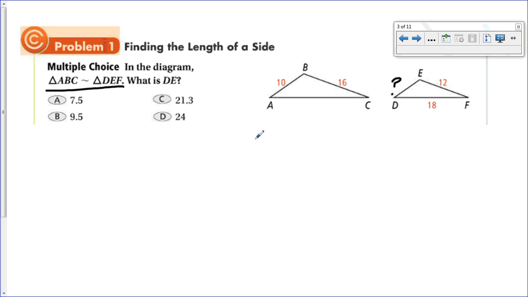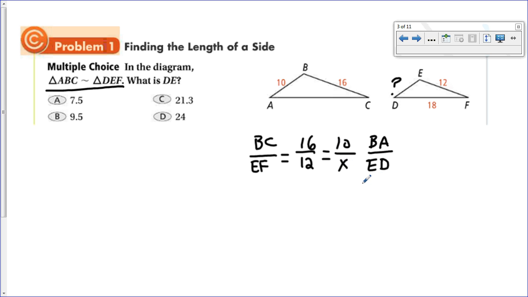So I'm going to write BC over EF is 16 over 12. And that should be the same as BA over ED. So I know BA is 10. I don't know ED, so I'm going to put X there.